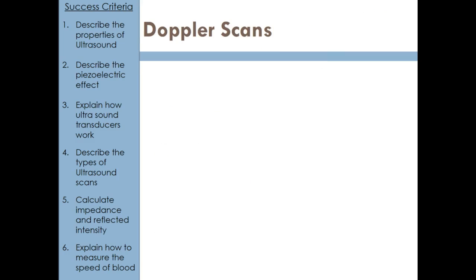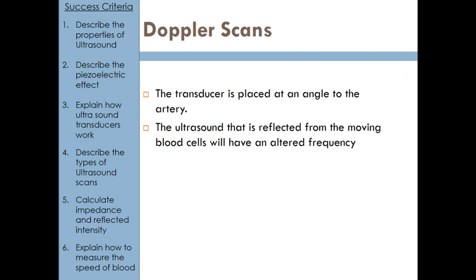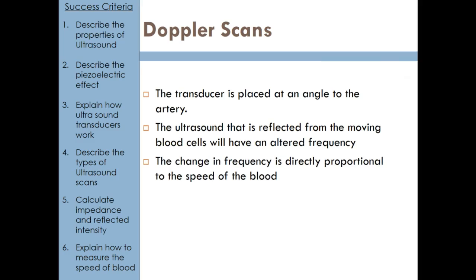So it's very useful. So the exact way these Doppler scans work is that we place the transducer at an angle to the artery, and the ultrasound that gets reflected off the moving blood cells, when it returns to the transducer, has an altered frequency. And the change in frequency is directly proportional to the speed at which the blood is moving, so I can then calculate the speed of the blood.